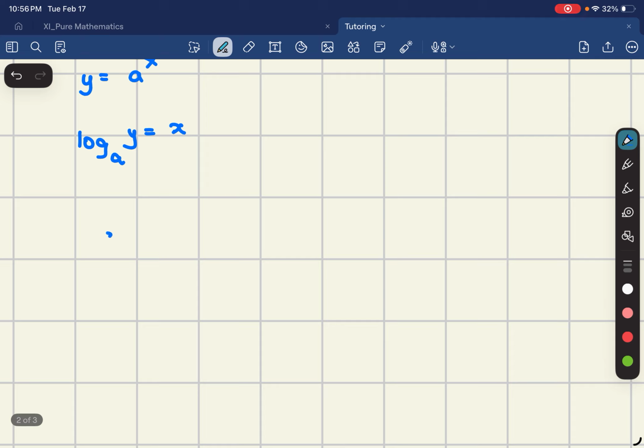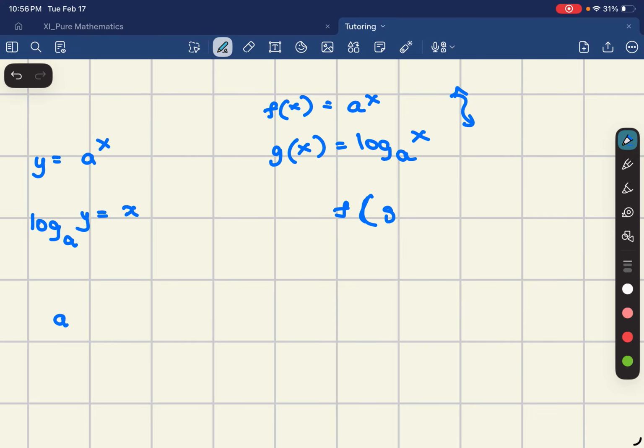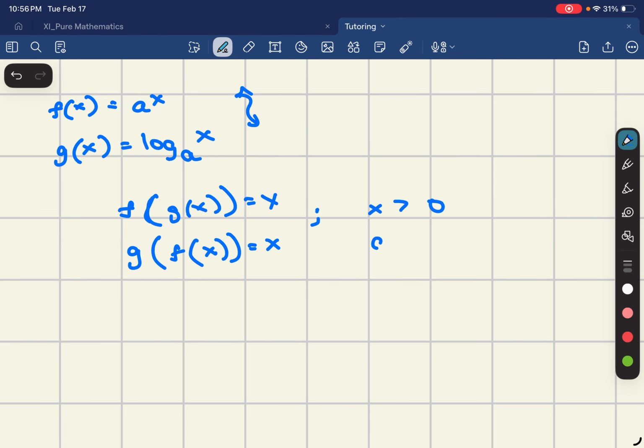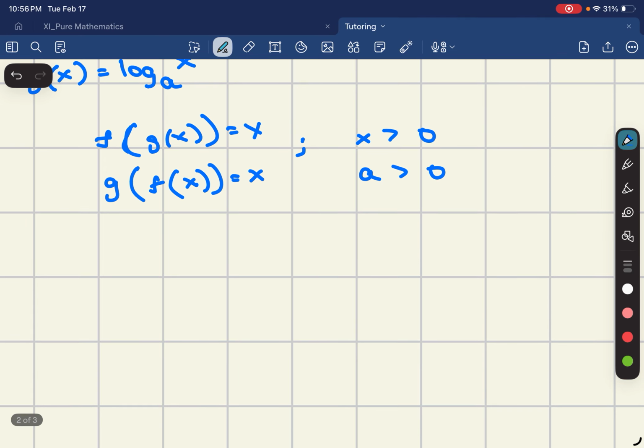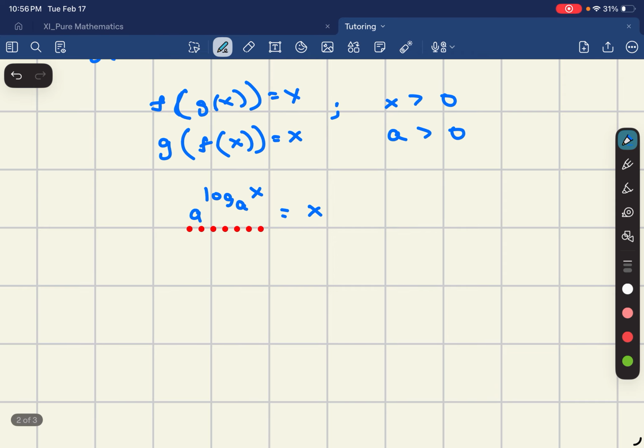Some properties: the function f of x equals a to the power x, and g of x, let's say, equals log base a of x. These are actually inverse functions. So f compose g of x is going to give you x, and g compose f of x is going to give you x, for x greater than 0 and a greater than 0. What this means is that if you have a to the power log base a of x, then this x has to be greater than 0. This only works for positive x inputs.